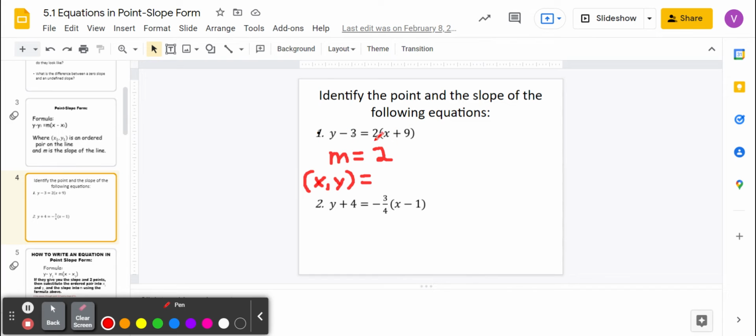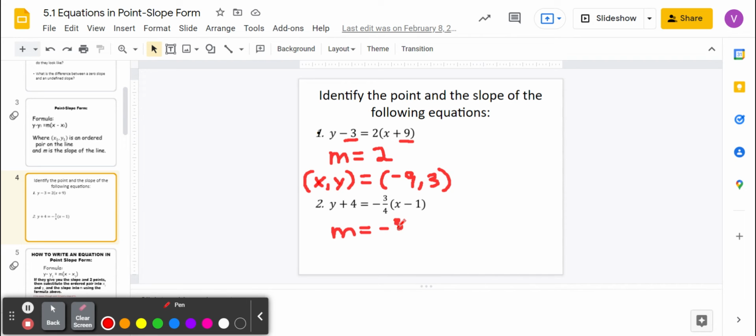And I'm going to analyze this equation. My x is positive 9 and my y is negative 3. But remember, the equation tells us to take the opposite. So we really have a negative 9 and a positive 3. All right, so when we identify the point and the slope, that will be your answer. Let's look at the second question.